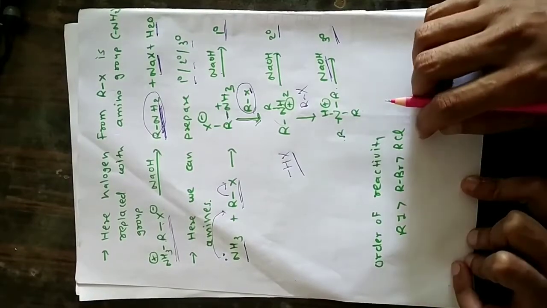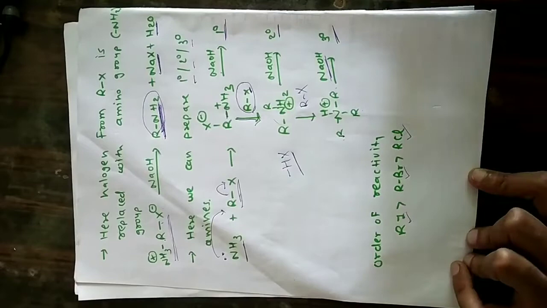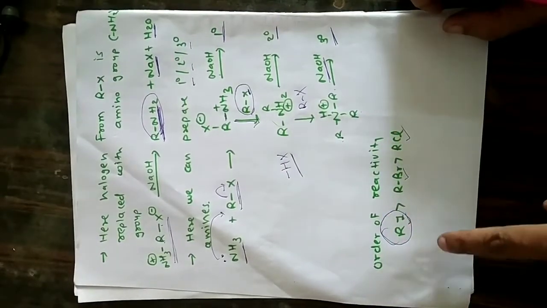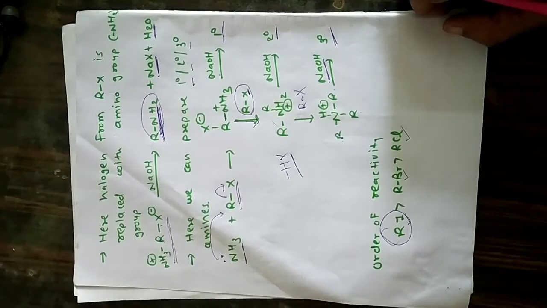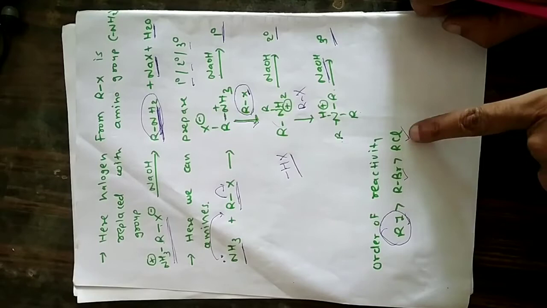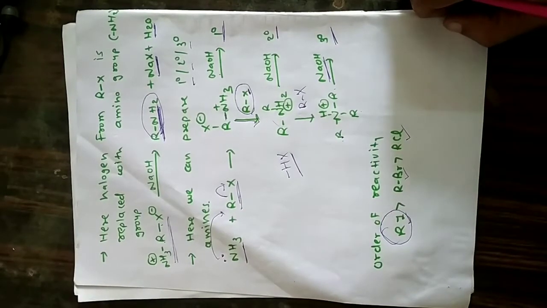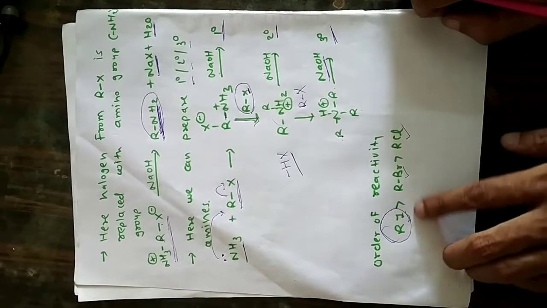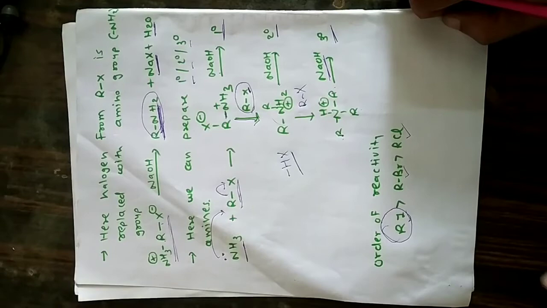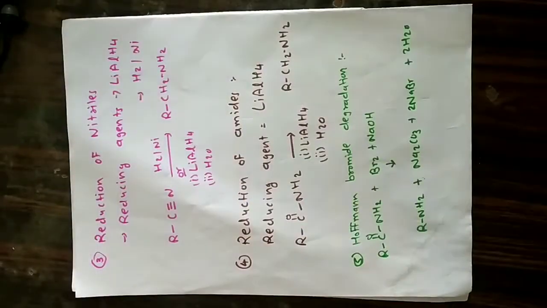Now, if I take different halogen, iodine, bromine or Cl, iodide compound has most reactivity towards this ammonolysis reaction. Chloride compound has least reactivity towards ammonolysis. This is the order of reactivity towards ammonolysis reaction. Now see, this was the second method.